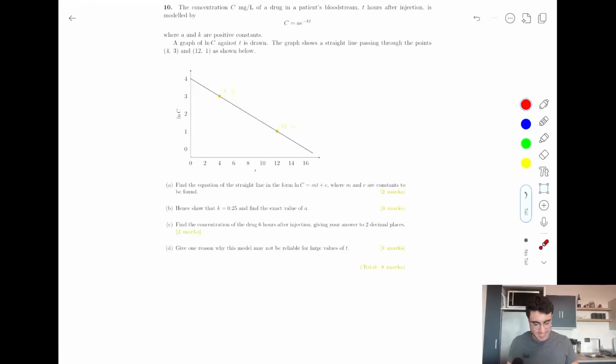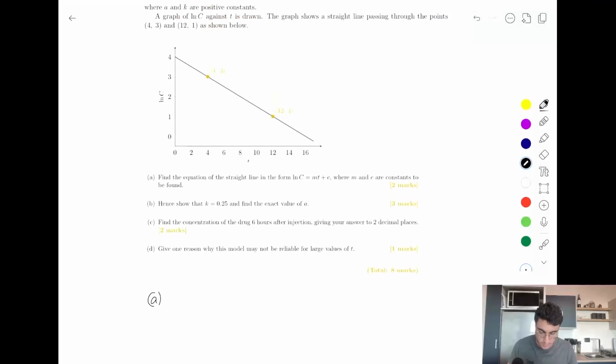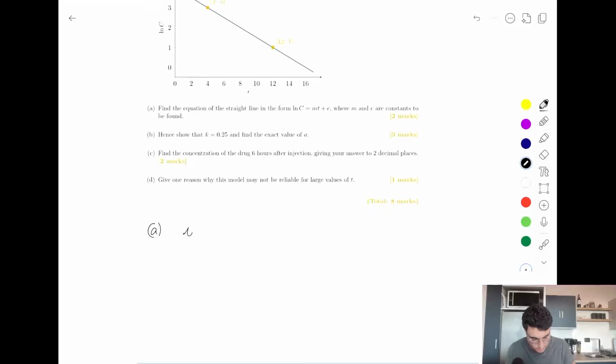All right, guys. So for number 10, we're told that the concentration of a drug in a patient's bloodstream is modeled by C is equal to A e to the negative k t. Okay, and again, we've got a graph here, and obviously it's exponential, it's e, and it's ln. Okay, cool. Now, what we need to do is find an equation of the straight line, which is not surprising at all. That's usually what they want. So we're simply going to say, let ln C equal Y, let T equal X.